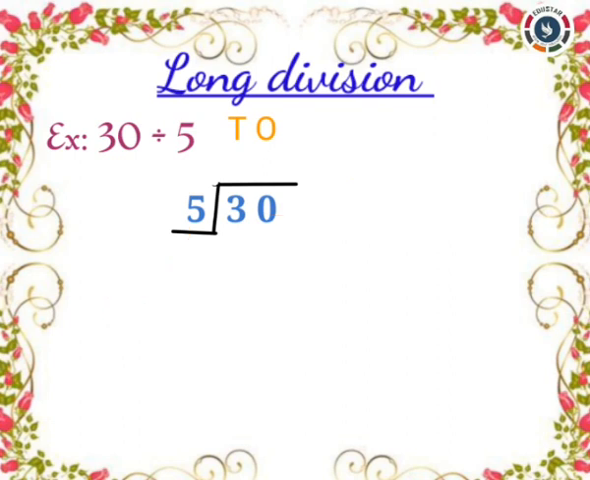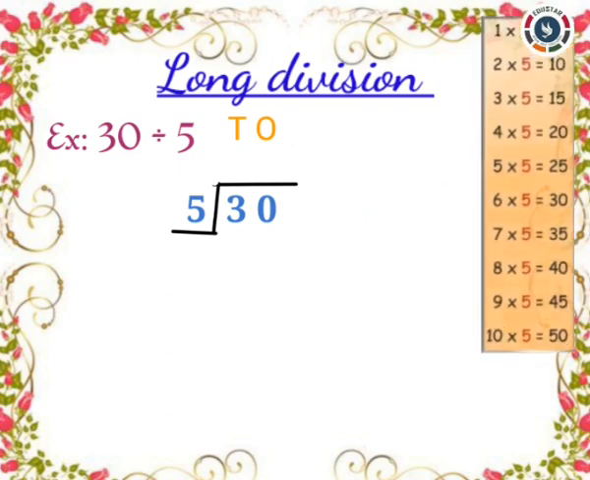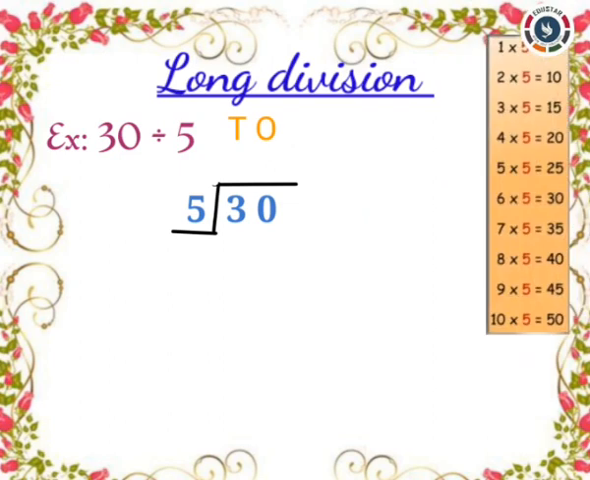Let's solve this problem using the divisor, that is 5 table. How many 5s make 30? We know that 6 5s make 30. We write the quotient, that is 6, above the dividend. And remember, write 6 above the ones column, not above the tens column, because this 6 does not belong to 3 but it belongs to 30. So we have to write above the ones column.